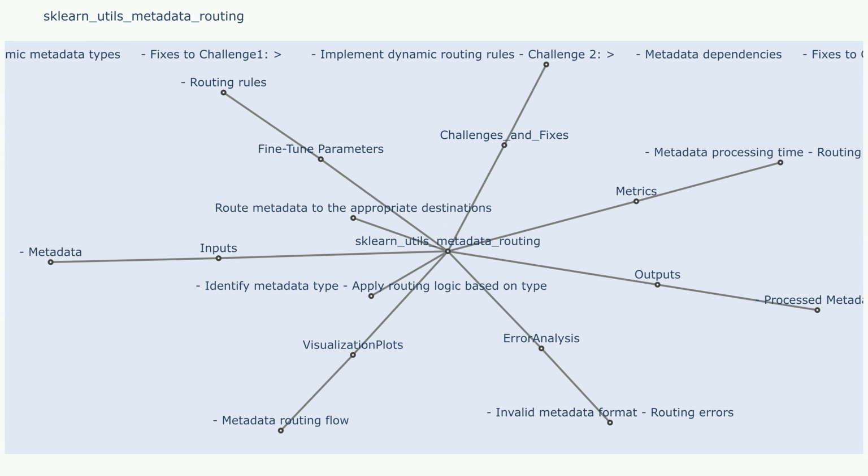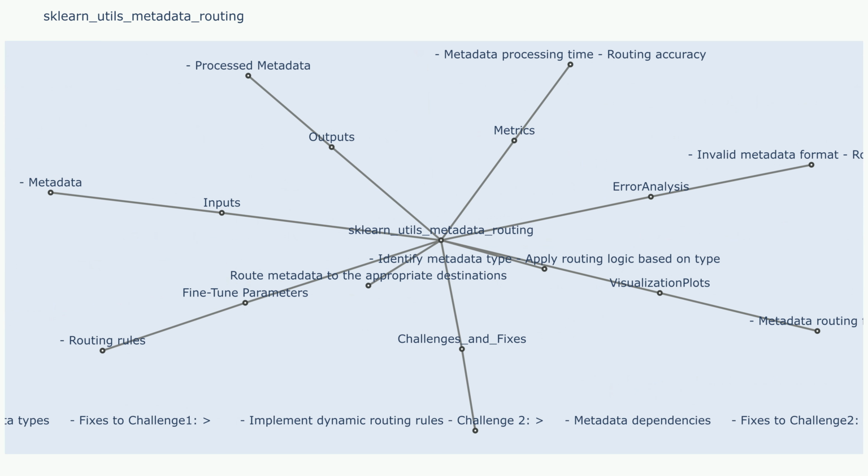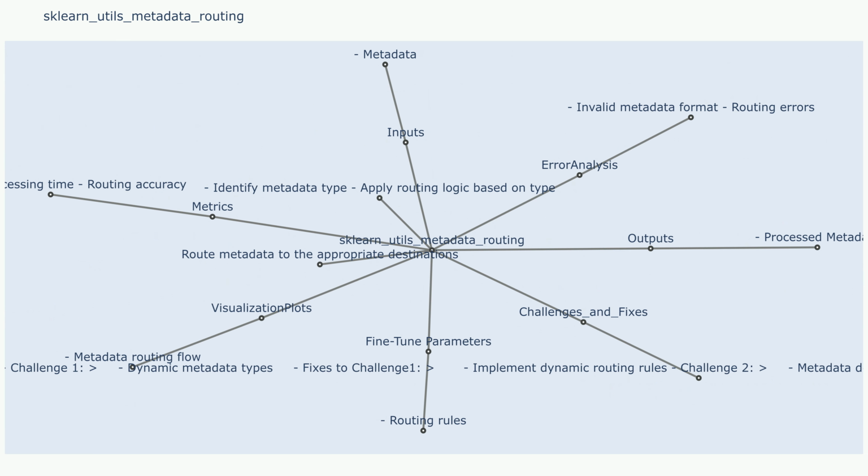Steps: initialization: the function initializes an empty dictionary to store the transformed metadata. Routing loop: the function iterates through each routing rule specified in the routing parameter. Source value retrieval: the function extracts the value associated with the source key from the input metadata. Transformation: if a transformation function is specified in the routing rule, it applies the function to the extracted value. Destination value update: the function updates the transformed metadata dictionary with the processed value under the destination key.